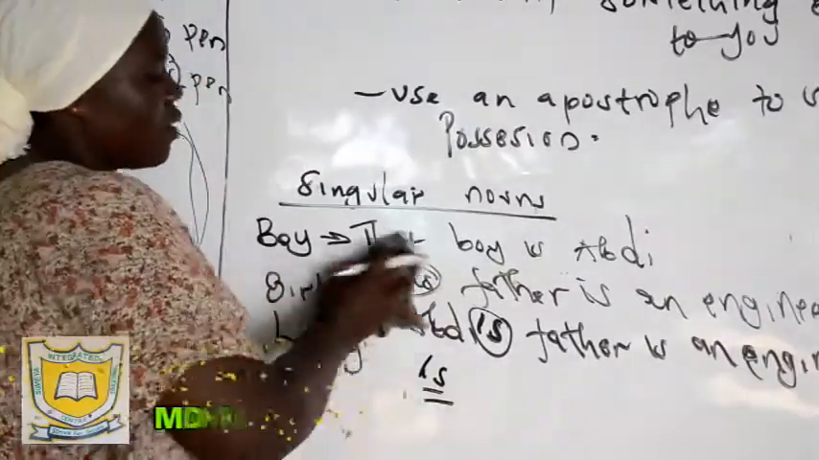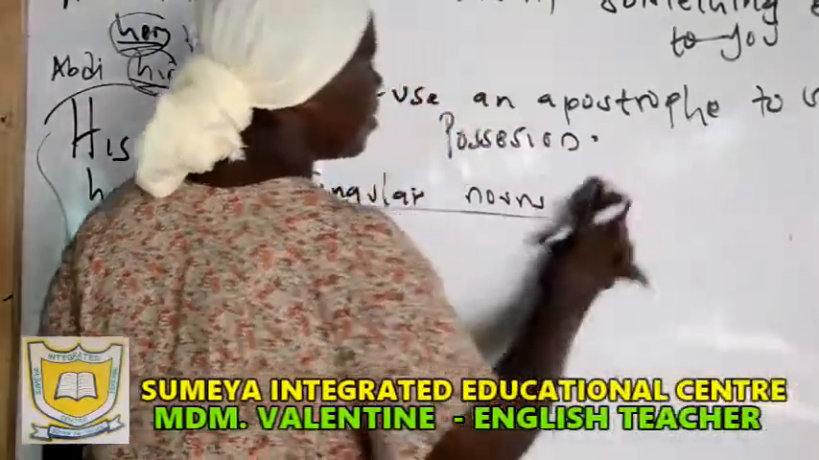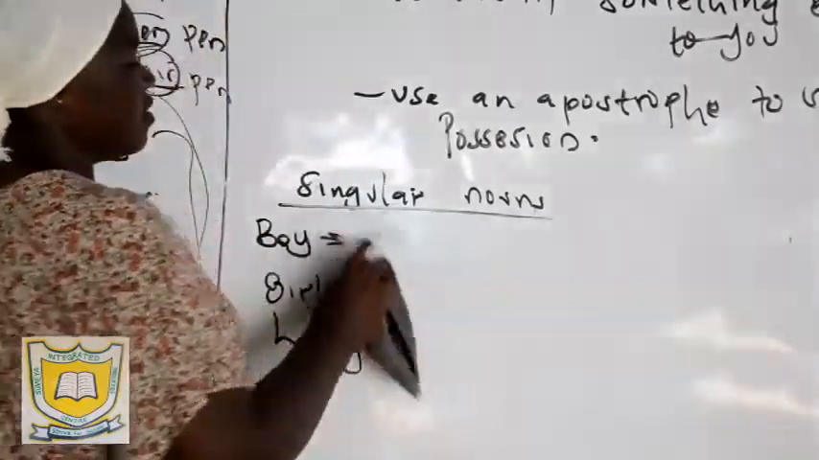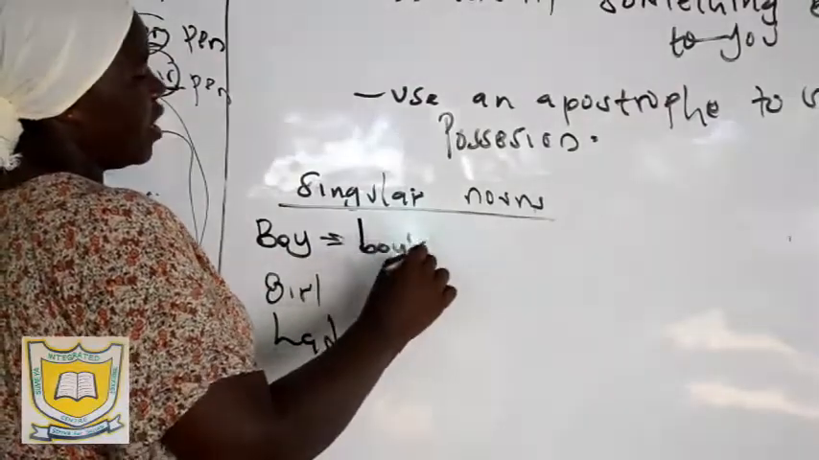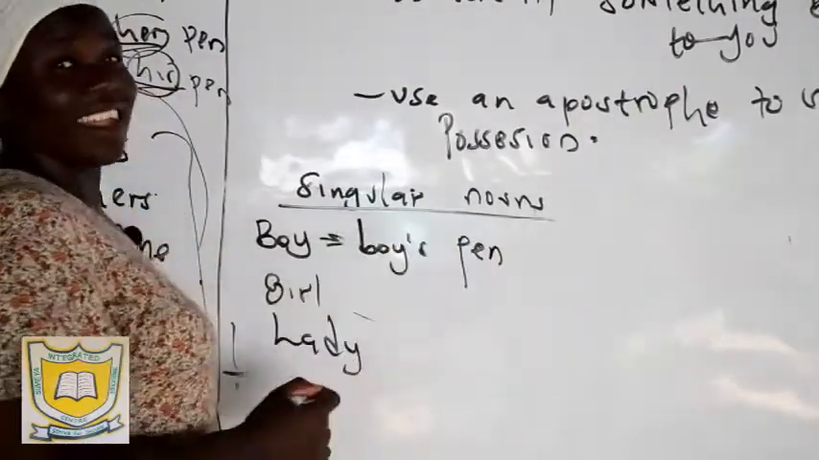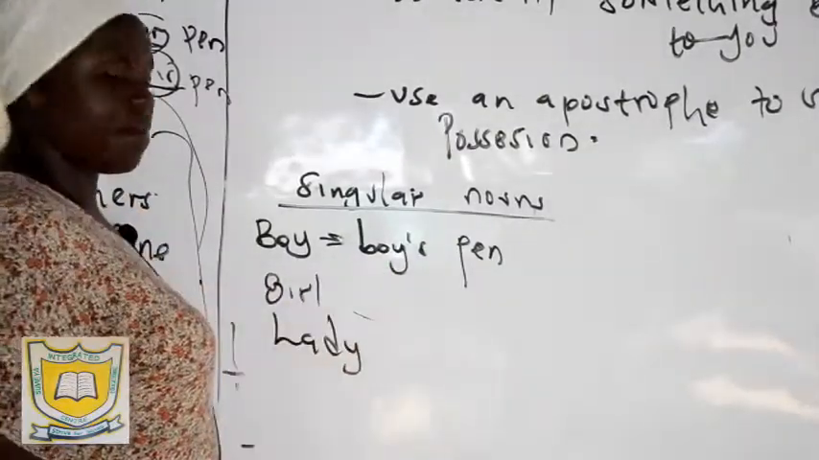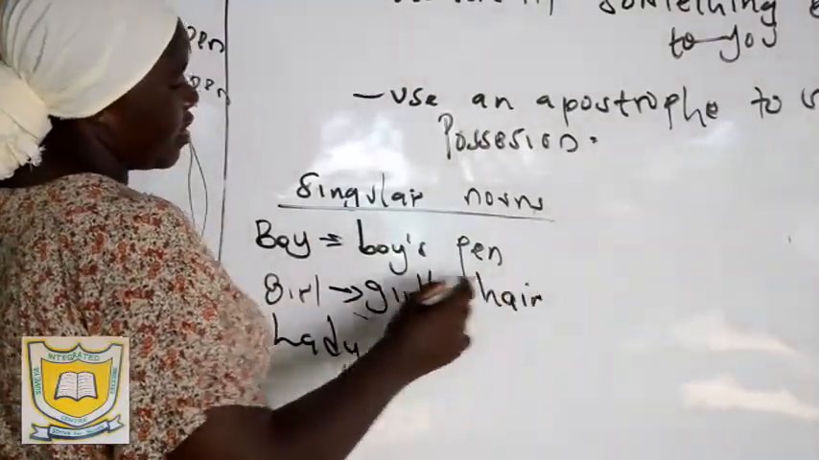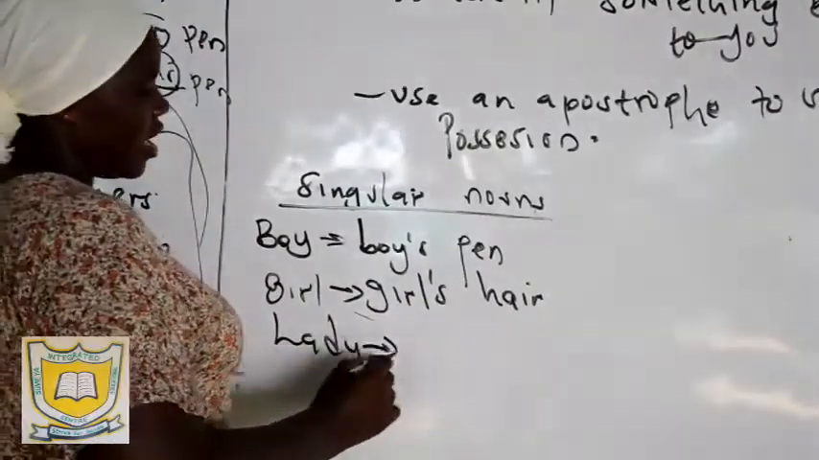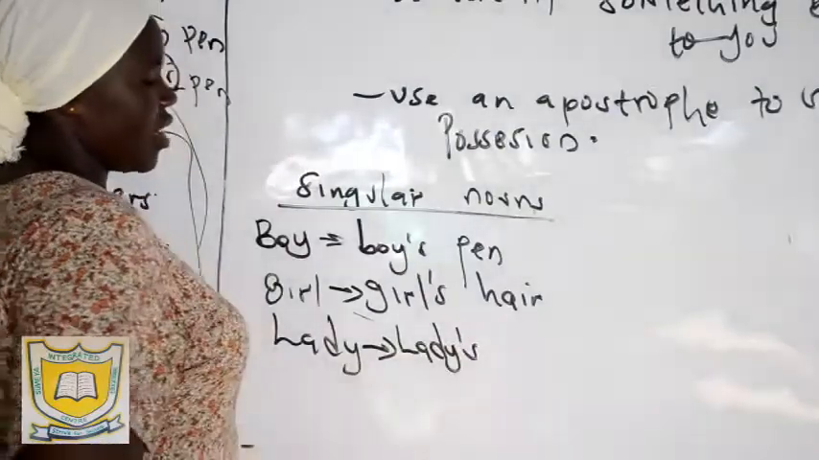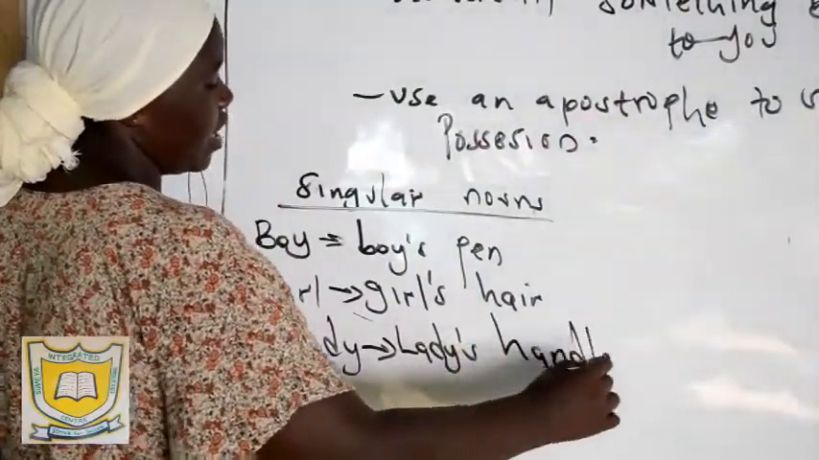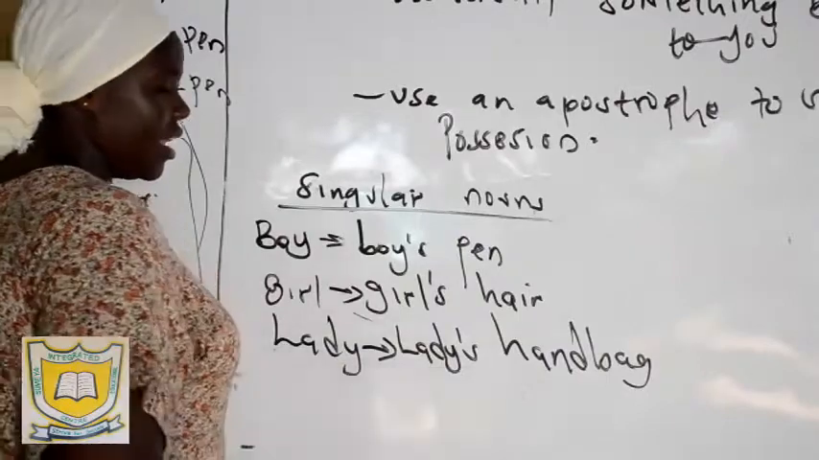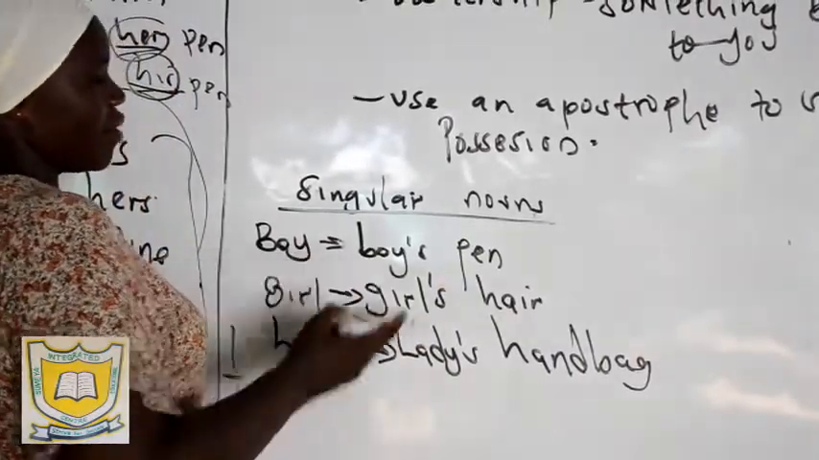That is if you come to singular nouns. Now you have singular nouns, you have boy. So I want to possess boy, I'm going to say the boy's pen. I simply added an apostrophe and then an S to show that the pen belongs to the boy. You have girl, I'm going to say the girl's hair, the hair belongs to the girl. And you can have the lady's handbag. What does that mean? The handbag belongs to the lady.